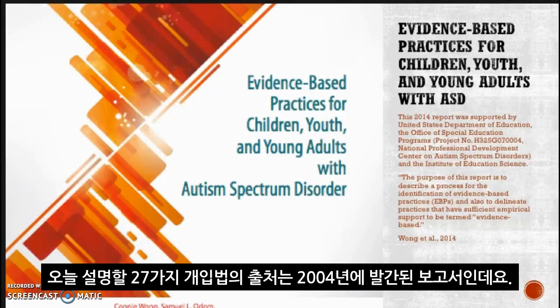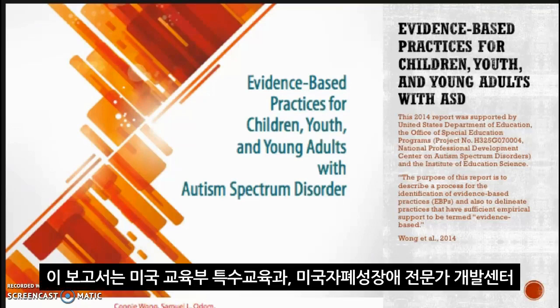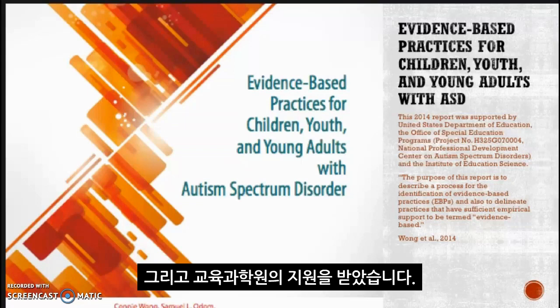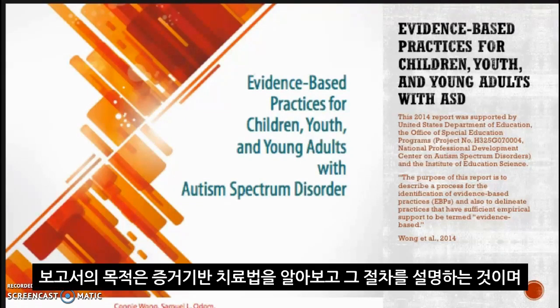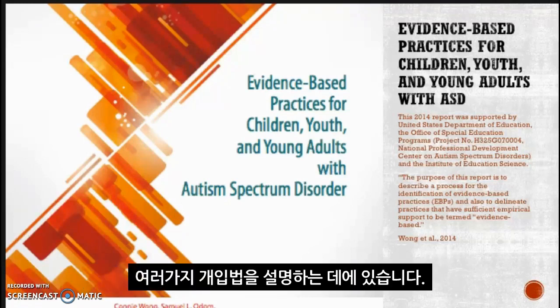So these 27 practices are taken from a 2014 report, the evidence-based practices for children, youth, and young adults with autism spectrum disorder. This report was supported by the United States Department of Education, the Office of Special Education Programs, the National Professional Development Center on Autism Spectrum Disorders, and the Institute of Education Science. The purpose of this report was to describe a process for the identification of evidence-based practices and also to delineate practices that have sufficient empirical support to be termed evidence-based.